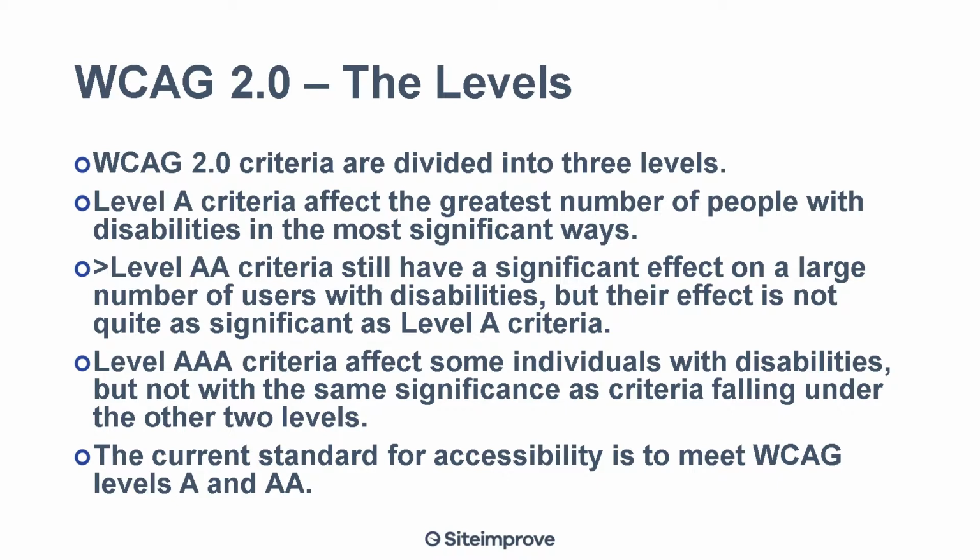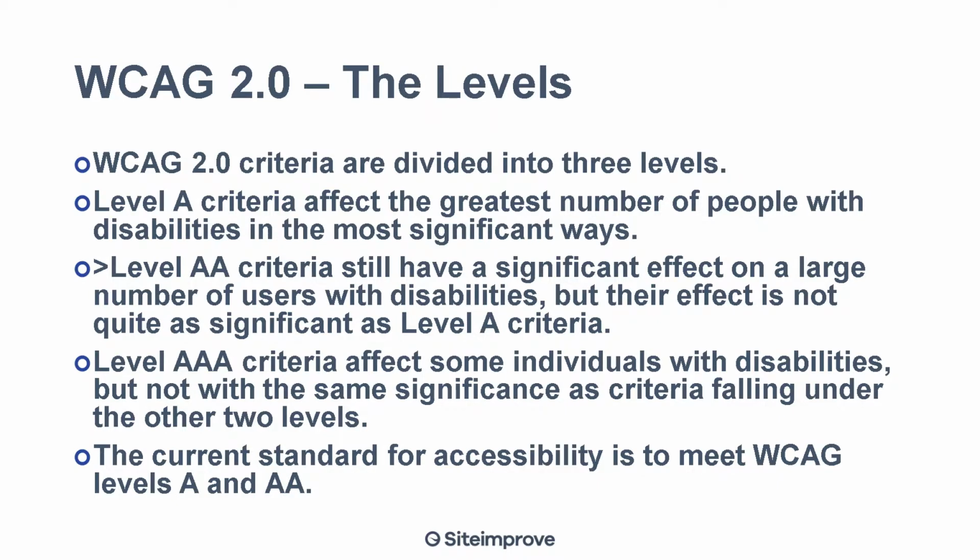There are 3 levels to WCAG: A, AA, and AAA. Right now, the legal standard in most cases is conformance with A and AA criteria. A-level criteria affect the greatest number of people with disabilities in the most significant ways. For example, not having alt text on an image is an A-level criteria. That's needed. And so A-level criteria really affect a lot of people in a severe way.